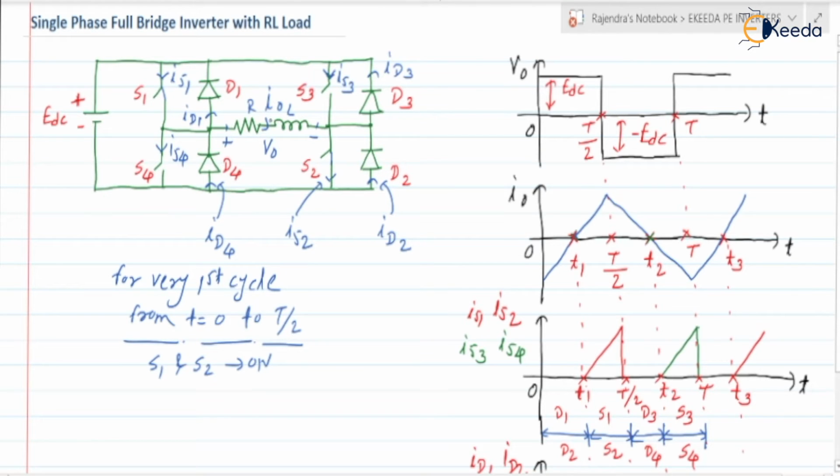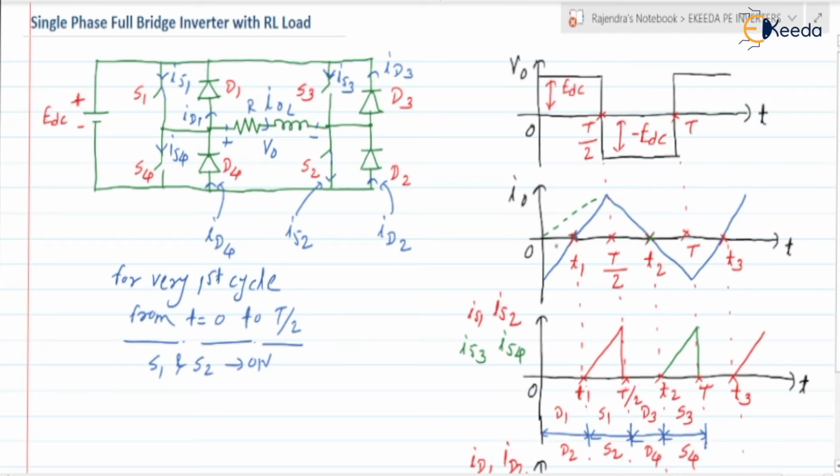As this is the very first cycle we are discussing, initially the current flowing through the inductor is 0. Therefore I0 starts increasing slowly. For the very first cycle, I0 will start from 0. This dotted one indicates the very first cycle, but for continuous cycles it will start from a negative value. Why it starts from a negative value for continuous cycles, we are going to discuss later on.